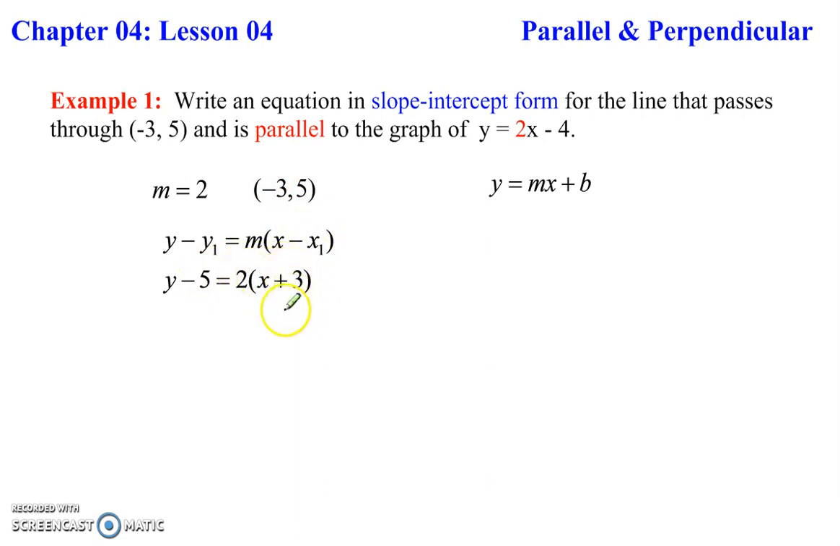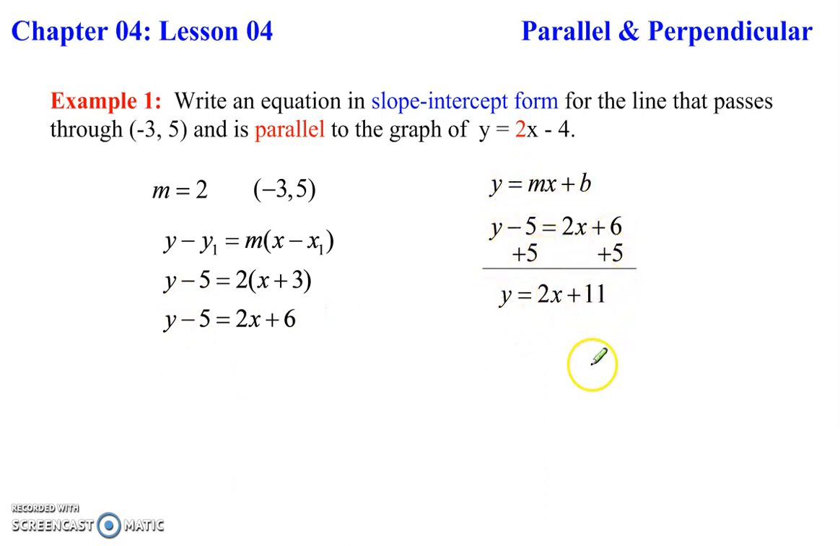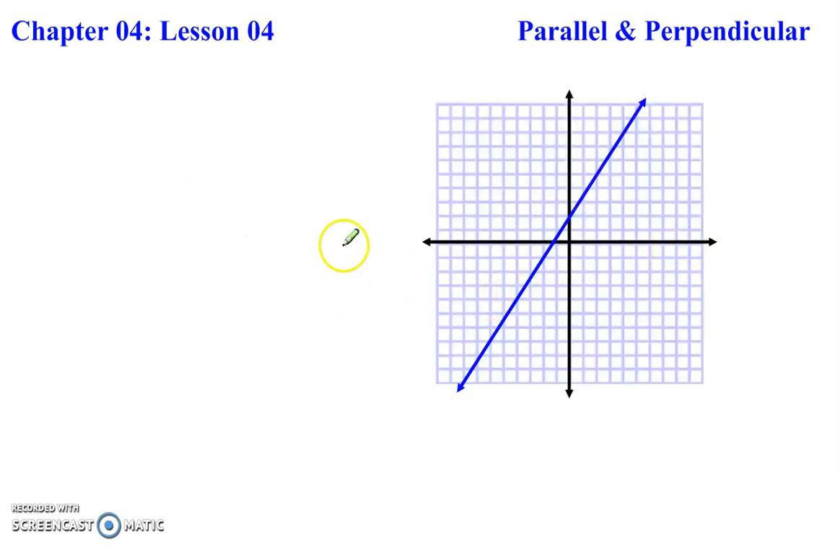Distributive property, 2 times x, 2 times 3, gives me 2x plus 6. And then get rid of the 5, because we want it in slope-intercept form, so move that to the other side, and we get y equals 2x plus 11. We'll check back, see the slope is the same, so these are parallel.